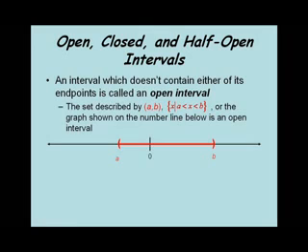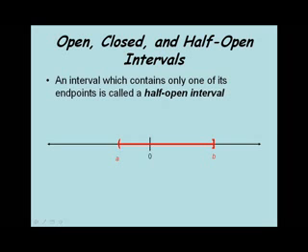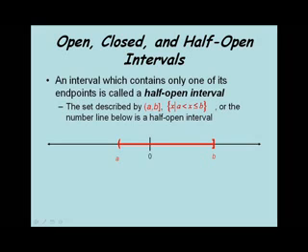The set described by the set of numbers from A to B, not including A or B, or x such that A is less than x is less than B, or the graph shown on the number line is an open interval. An interval which contains only one of its endpoints is called a half-open interval, like you see below. The set of all numbers from A to B, not including A, but including B, or x such that A is less than x is less than or equal to B, or the number line below, is a half-open interval.